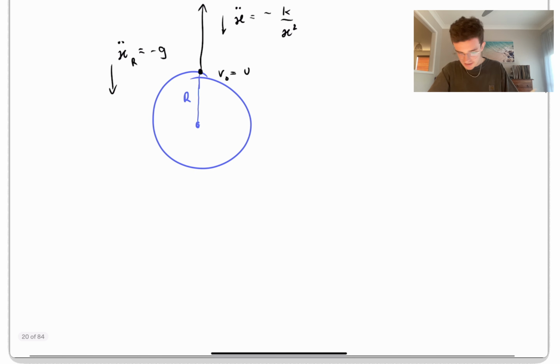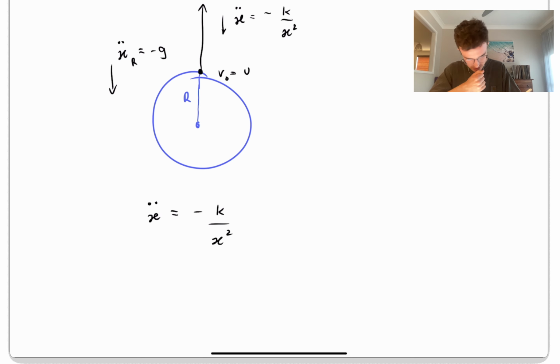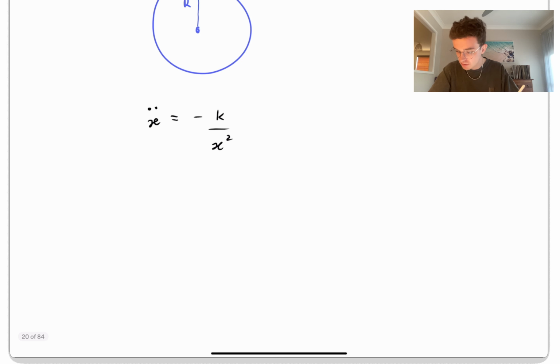So we know that the acceleration of the object anywhere, no matter where it is, we're told it's inversely proportional to the distance from the center of the Earth squared. Now we know that on the surface of the Earth, we're told that the acceleration is minus g, and the surface of the Earth is a distance of r from the center of the Earth. So that's going to tell us that k is equal to r squared g, or gr squared.